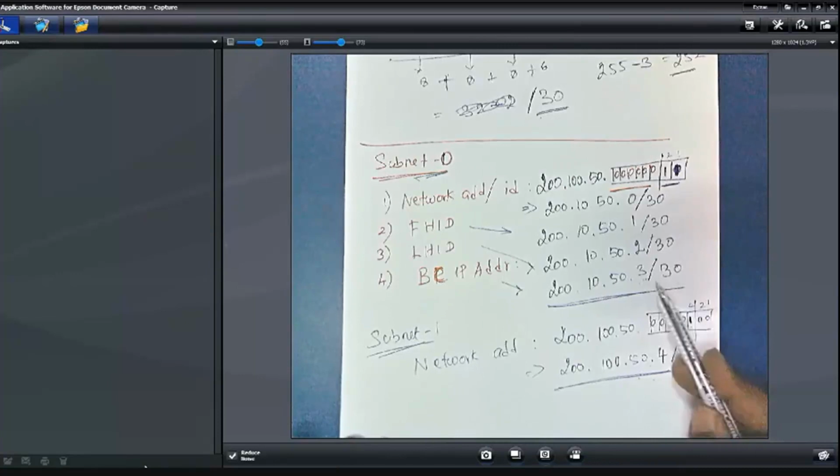Okay, so it is finished. The next subnet is finished in 3. The previous subnet is completed in 3. Automatically, it is going to be 4 now.